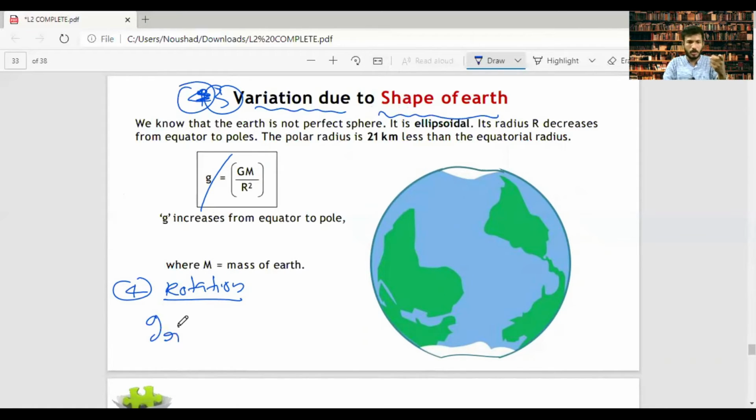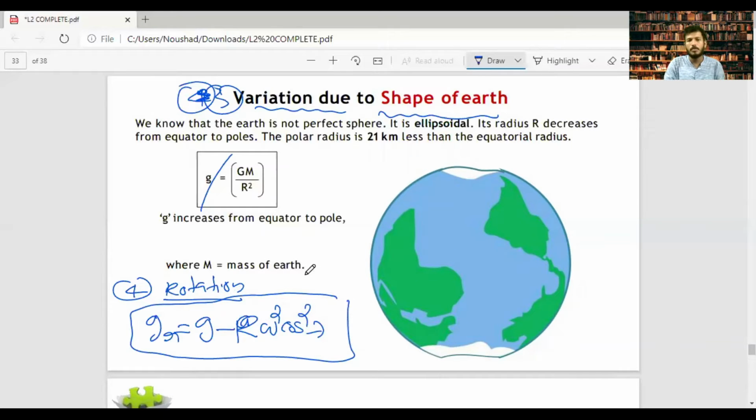Look at the screen, the equation is g_r equal to g minus r omega square cos square lambda. This is important for IIT JEE examinations because this is a very complicated equation. g_r is equal to g minus r omega square cos square lambda. Consider lambda, latitude of the place. Lambda is 0 at the equator. Lambda is 90 at the poles.